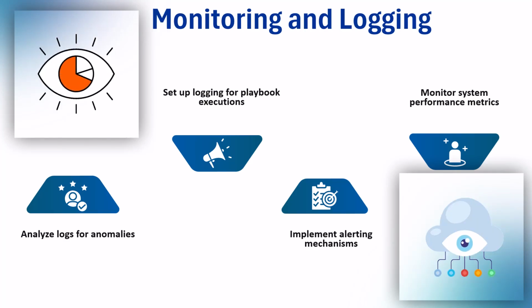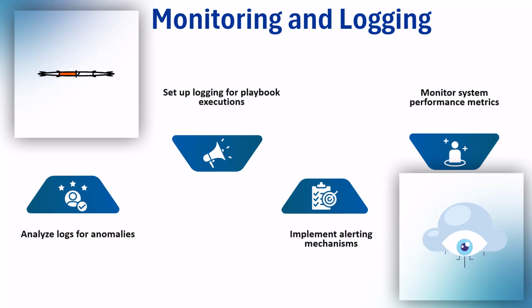Think of monitoring and logging as your system's fitness tracker. Logging playbook executions ensures we have records of what's happening. Performance metrics tell us how well things are running. No one wants a sluggish system. Analyzing logs helps detect anomalies early. And setting up alerts means we catch issues before they turn into disasters.